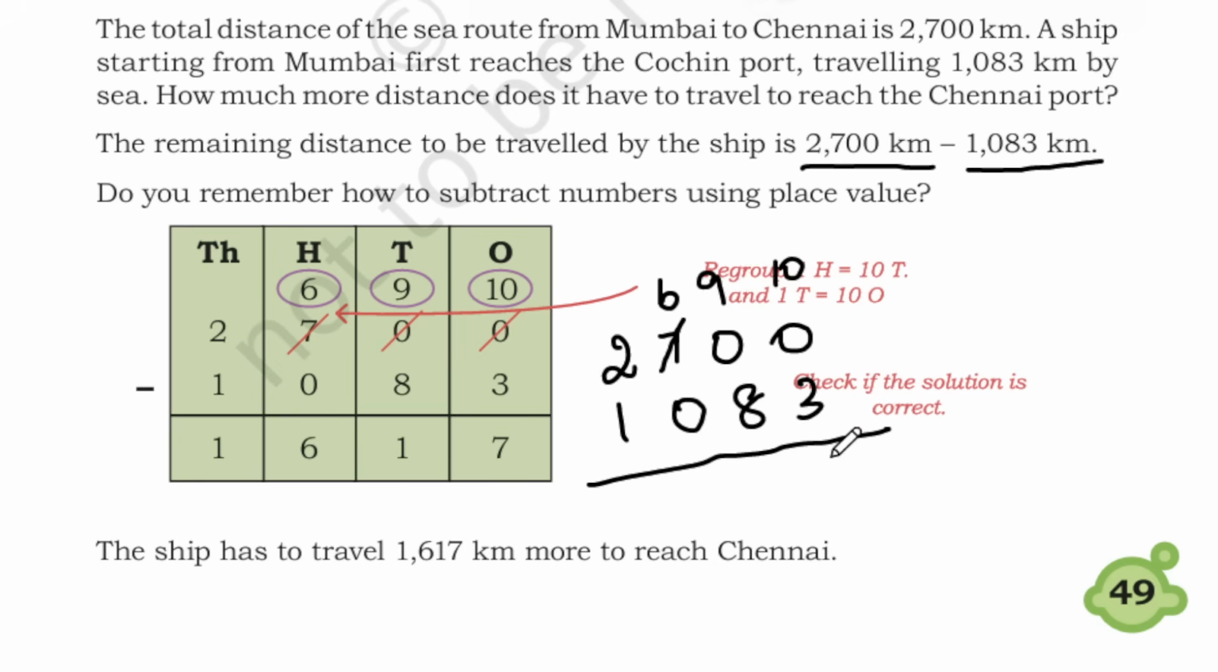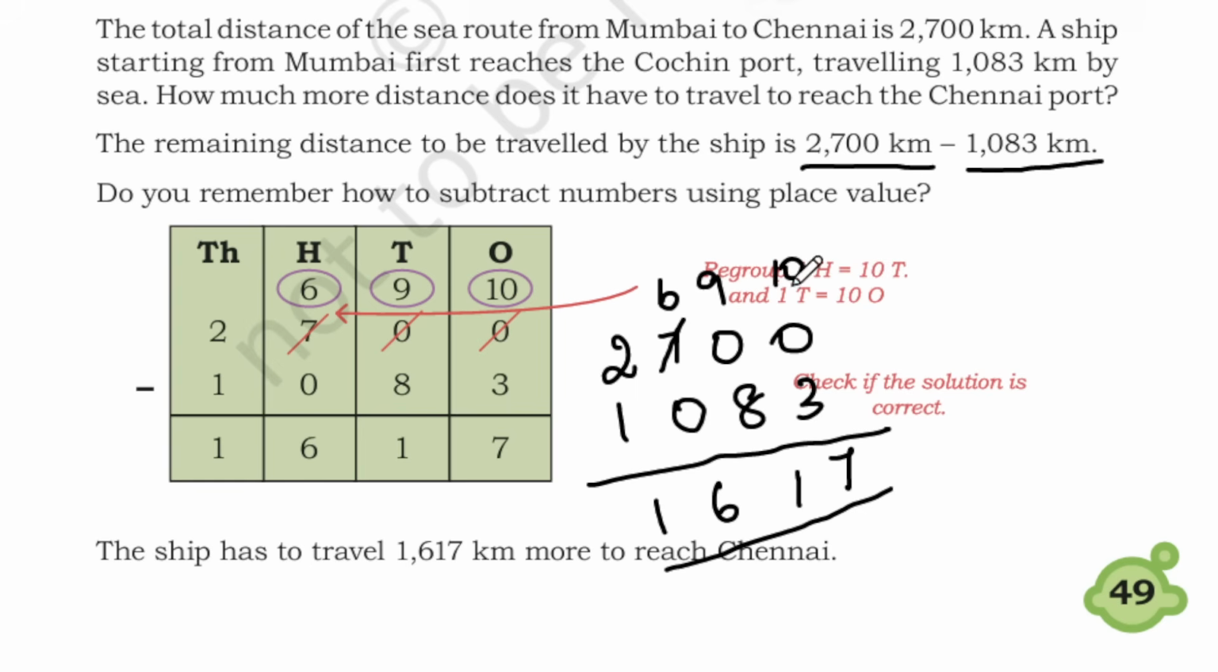So 10 minus 3 is 7. 9 minus 8 is 1. 6 minus 0 is 6. 2 minus 1 is 1. So we still have 1617 kilometers.